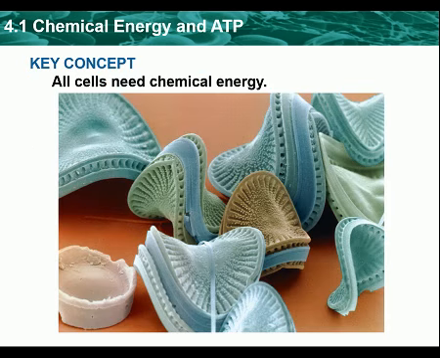This has been Chapter 4, Section 1, Chemical Energy and ATP. Key concept: all cells need chemical energy. Main ideas: the chemical energy used for most cell processes is carried by ATP. Organisms break down carbon-based molecules to produce ATP, and a few types of organisms do not need sunlight and photosynthesis as a source of energy.